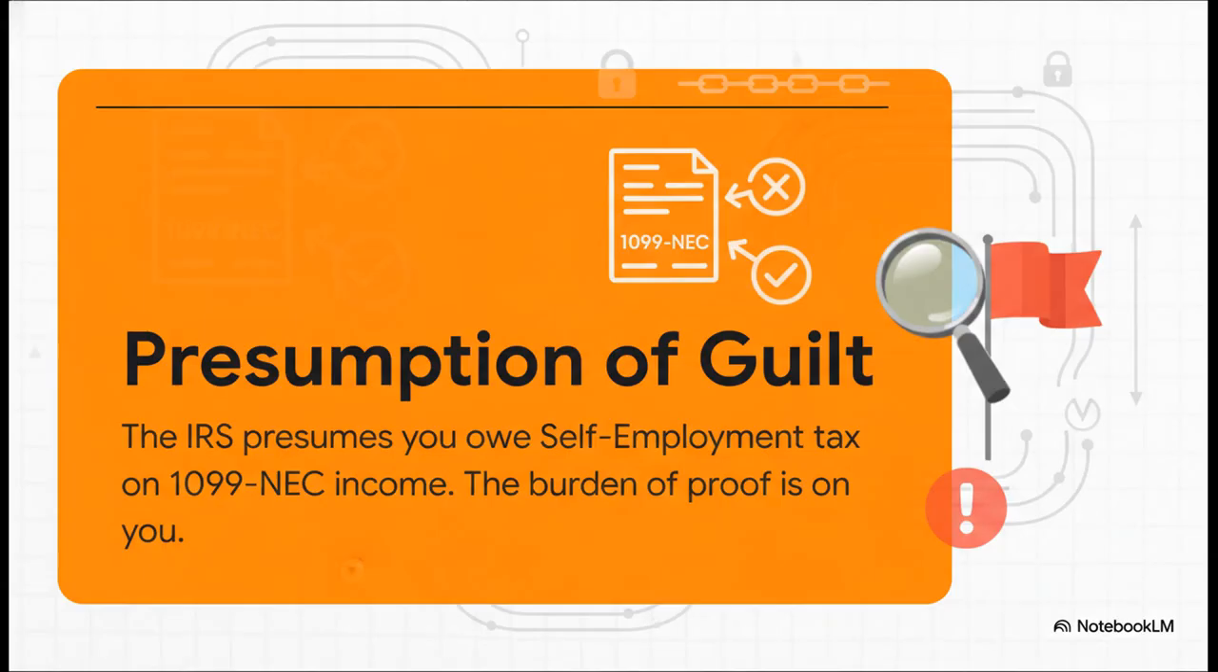So this is how the trap springs shut. The second a client issues a 1099-NEC with your name on it, the IRS computers make an assumption. That income is subject to self-employment tax. It's basically a presumption of guilt. So their algorithms see the form, then they look for the tax payment, and when they don't find it, bingo. That's an automatic red flag, and the burden of proof is now entirely on you.